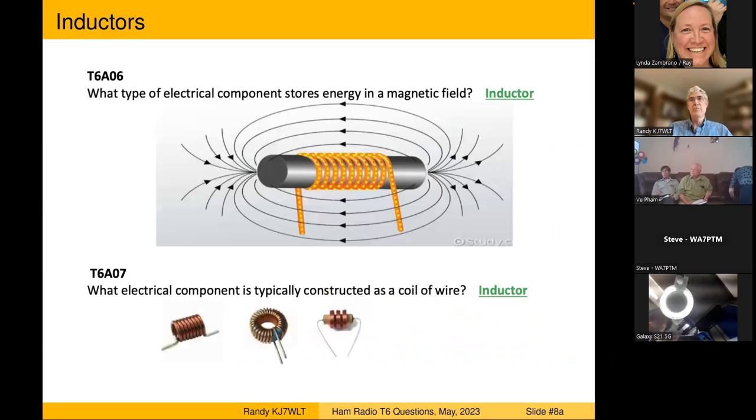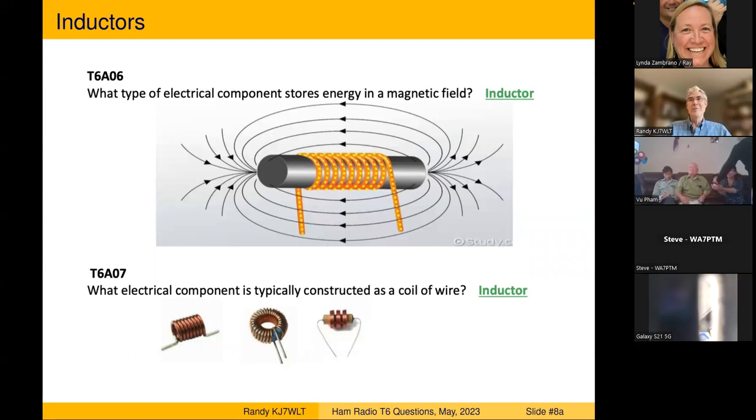And then another very important component in radios is an inductor. A capacitor can store energy in an electric field because it builds up a charge across the two plates of the capacitor. An inductor is something that can store energy in a magnetic field. If you remember, electromagnetic waves are the sort of waves that we care about for radios. There's an electric field and a magnetic field that are both important in a propagating radio wave.